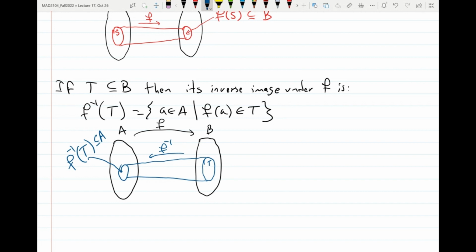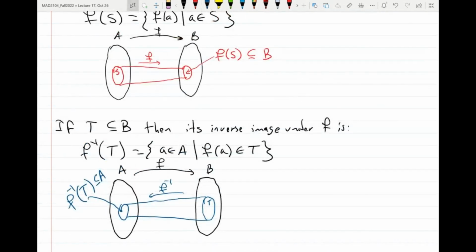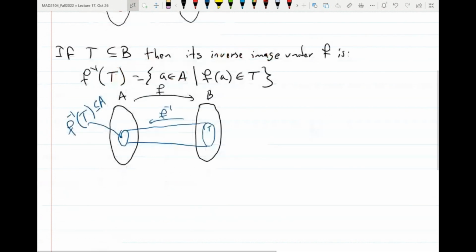All right. So now that we have this operation, there are natural questions that we can answer. For example, what if I start with a subset of A, let's say S. I send it to B via the function, and then I pull it back. Do you get back what you started with? Or do you come back smaller? Or do you come back bigger? So that's the next question.